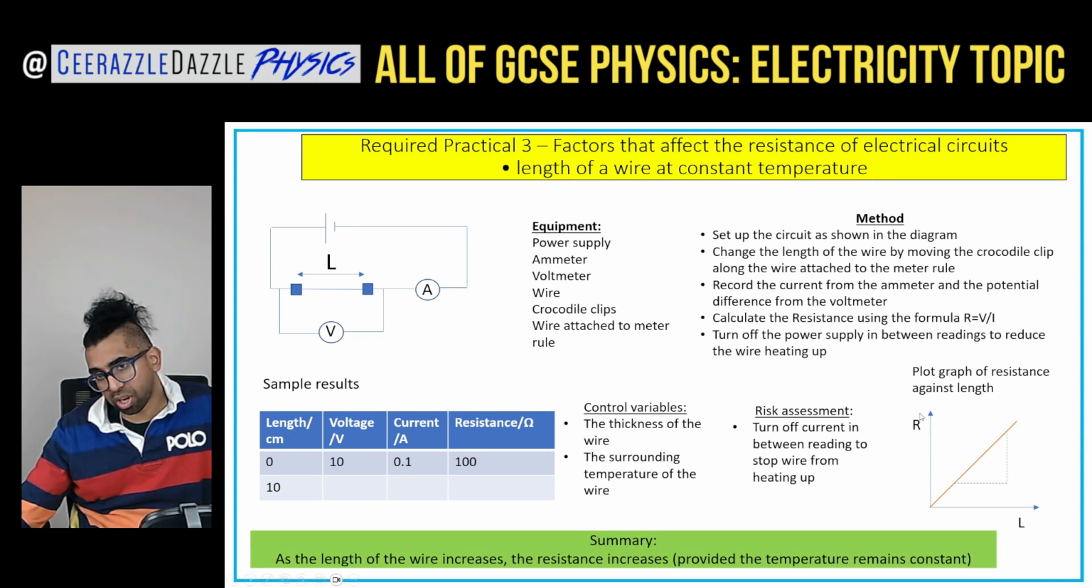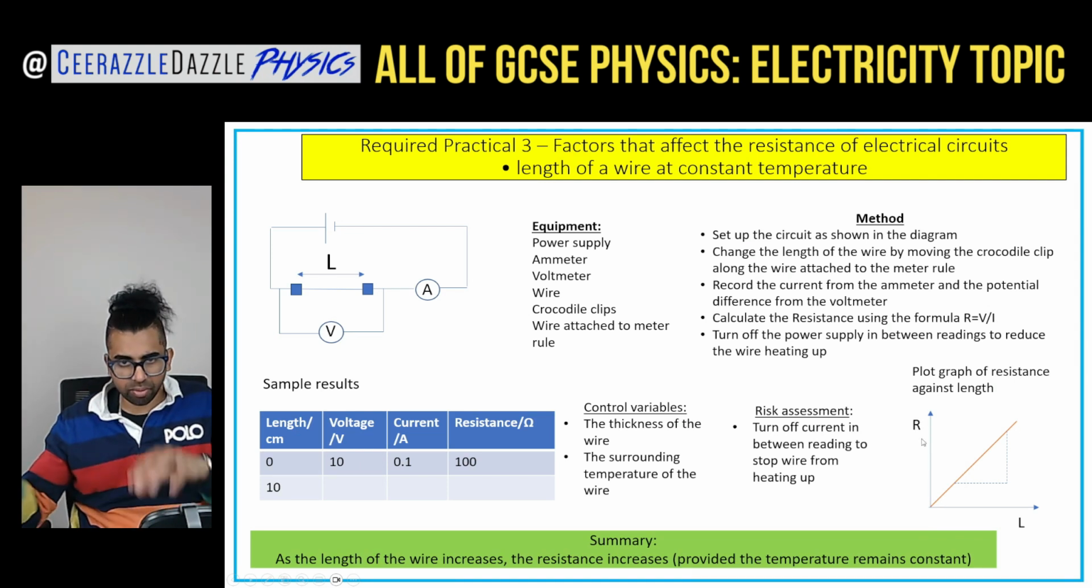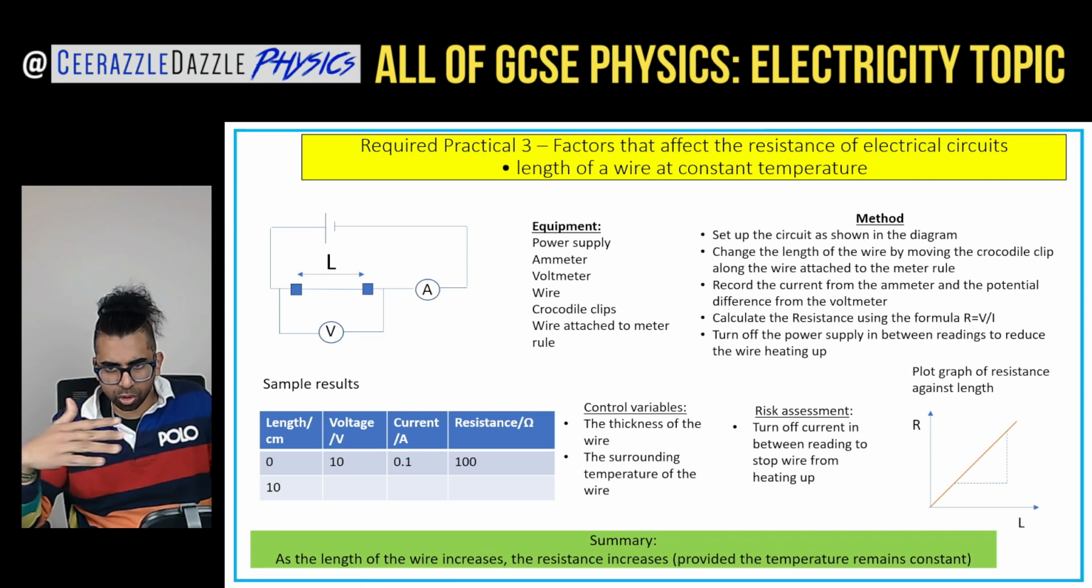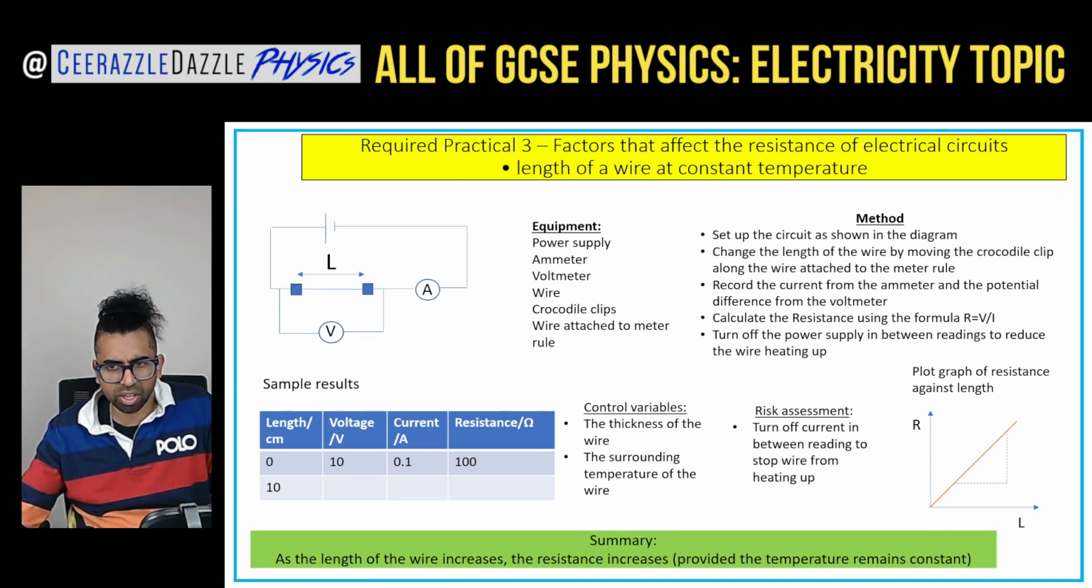And finally, you plot the graph of resistance versus length. Hopefully you recognize that as the length of the wire increases, the resistance of the wire will increase. Think about it like a road. The longer the length of the road, the more traffic there will be along the road, and resistance is the idea of traffic.